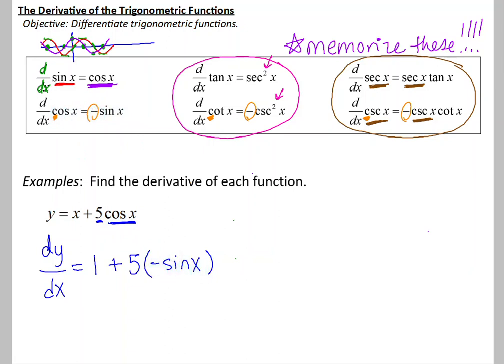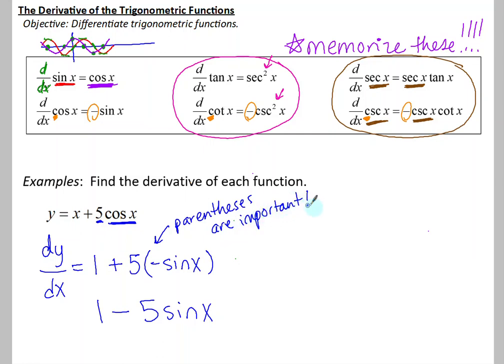Remember, all of the co-functions have negative derivatives, negative sine x. Now I could stop there, but of course I can clean this up a bit and write 1 minus 5 sine of x. Make sure you are putting parentheses when you mean multiply so we don't think we're subtracting. So you might make yourself a little note here that the parentheses are important in this type of situation.